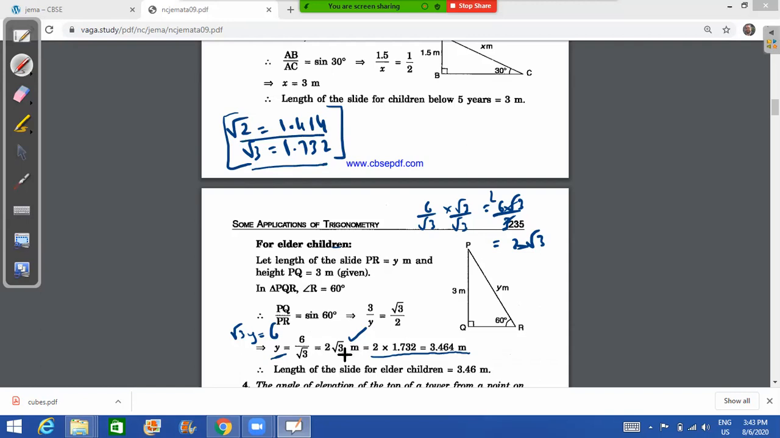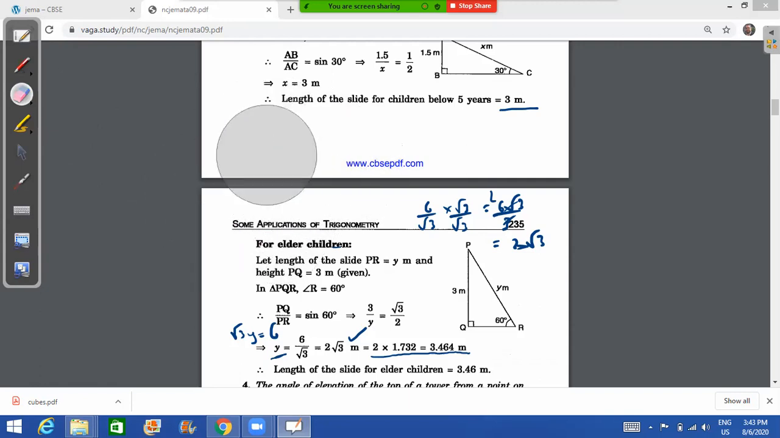So when I substitute 1.732 here, I get 3.464. Earlier the length of the slide was 3 meters; that's slightly smaller compared to the older children's slide, which will come to 3.464. I hope this question is clear. As I told you, this is made up of two triangles, so you'll have to do it separately, unlike the previous case where we had only one triangle. Let's move further. I hope you copied these values. These are important values.